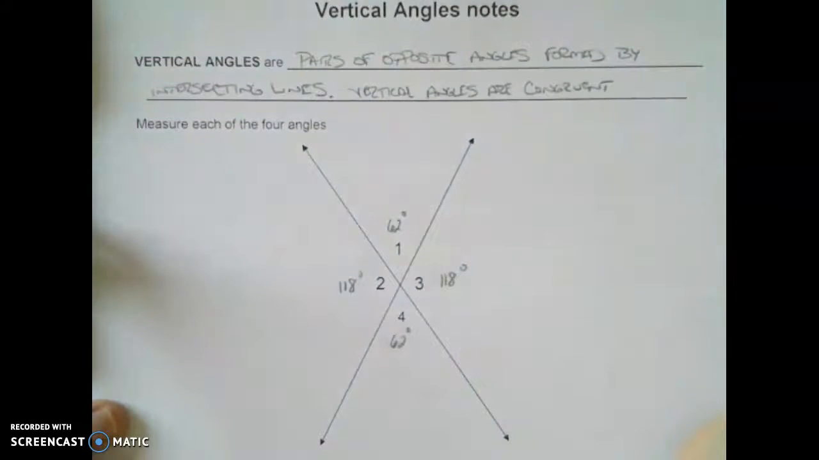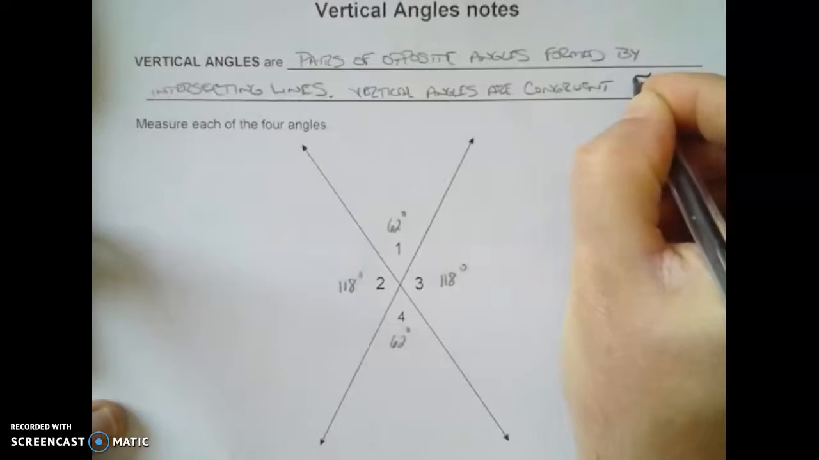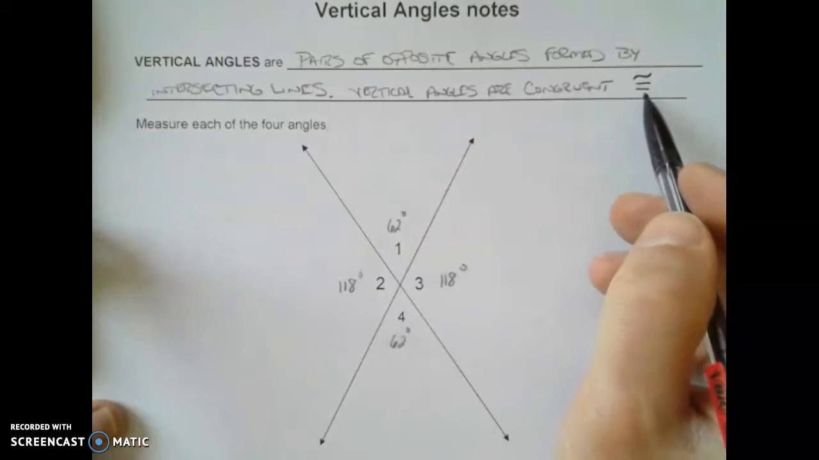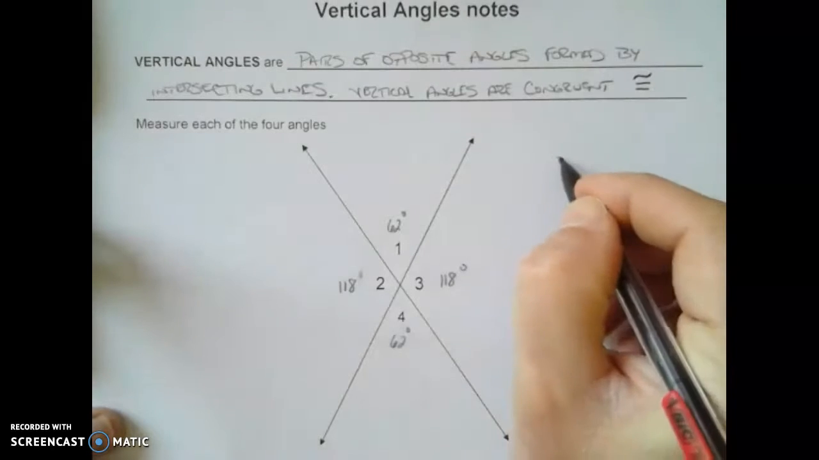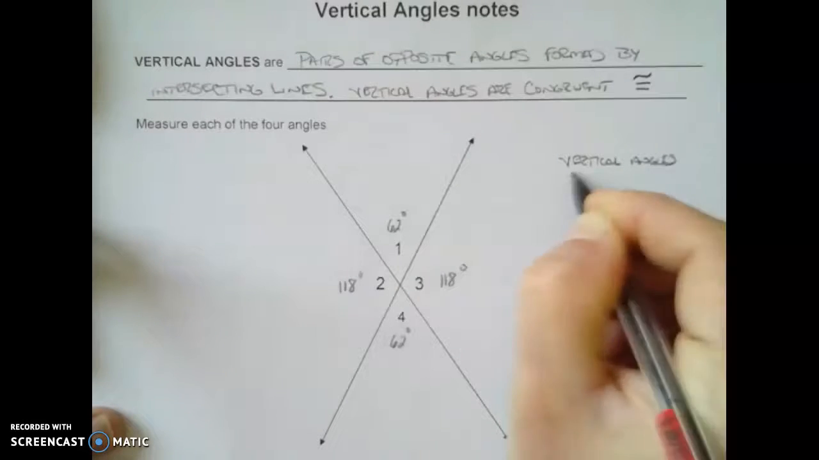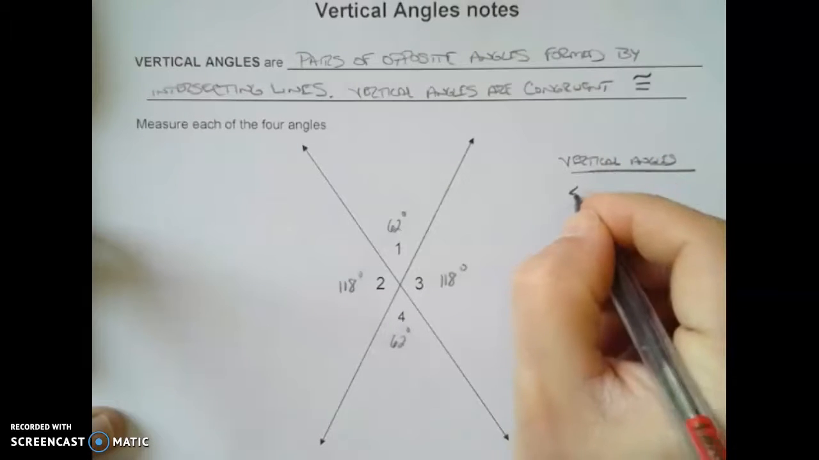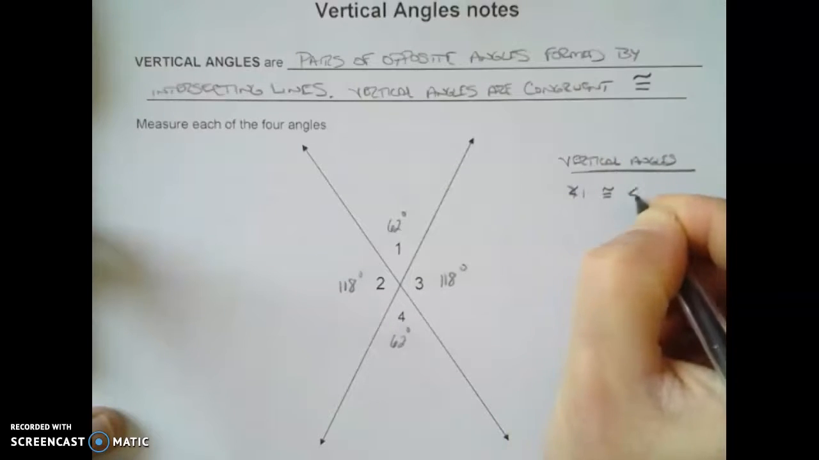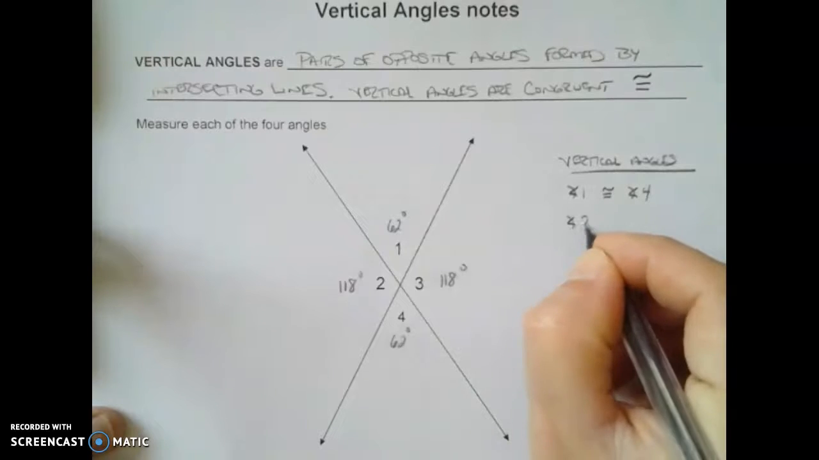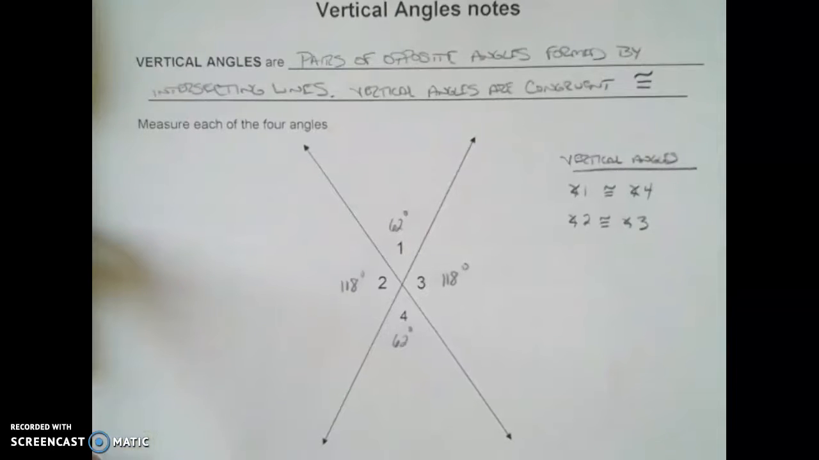Okay, and there's a symbol that we use for congruent. It looks like an equal sign, and then we put a tilde up on top. If you're in Spanish class, you may have seen that tilde before above the letter N. That's the symbol for congruent. Okay, so let's list off our vertical angles. Angle 1 and angle 4 are vertical angles, and they're congruent. Angle 1 is congruent to angle 4 because they're vertical angles. Same thing for angle 2 and angle 3. Angle 2 is congruent to angle 3 because they are vertical angles.